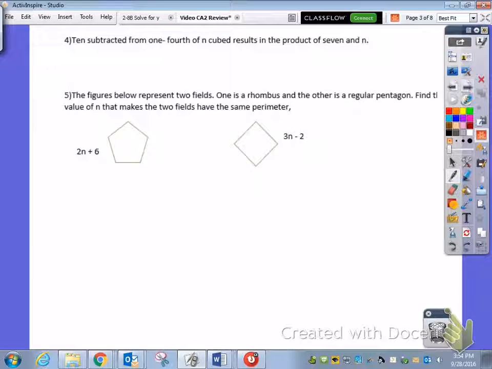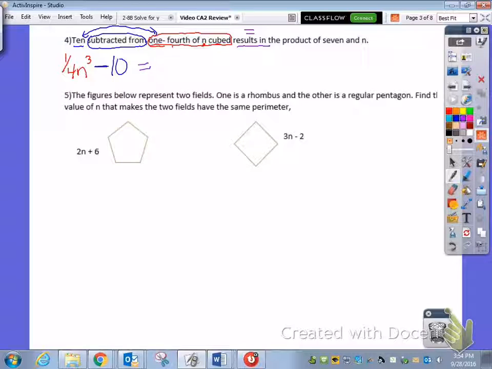On number 4, this is just a straight translation. 10, and it says subtracted from. Now remember, when it's subtracted from, you have to switch the order. So instead of saying 10 minus, I'm going to put that minus in front of the 10. 10 subtracted from, and then it says 1/4 of n cubed. That whole thing, 1 over 4, n, and then cubed means I have to the 3rd power. 1/4 n cubed, and then it says result in, so that's equals.